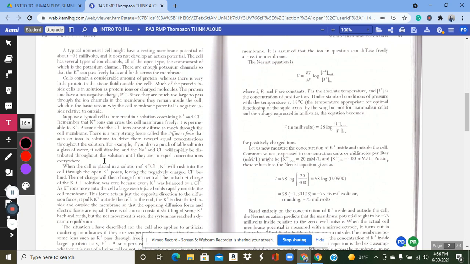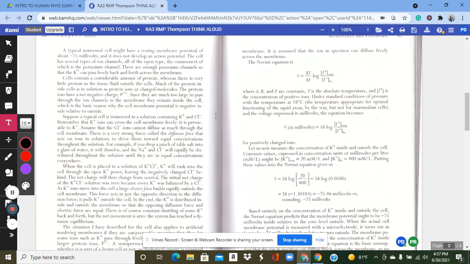For example, if you drop a pinch of table salt into a glass of water, it will dissolve, and the sodium and the chlorine would rapidly be distributed throughout the solution until they are in equal concentrations everywhere.